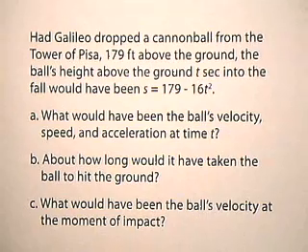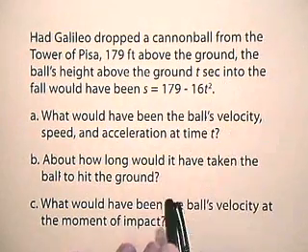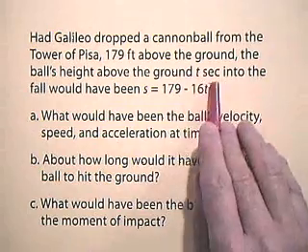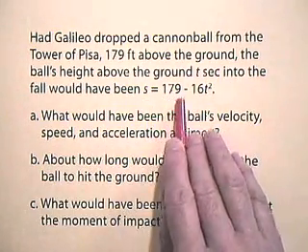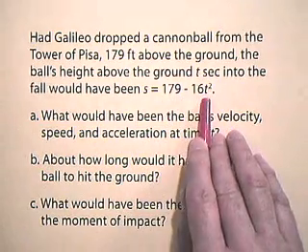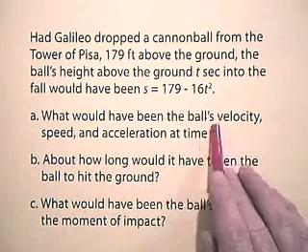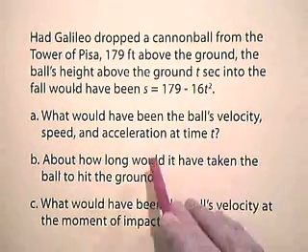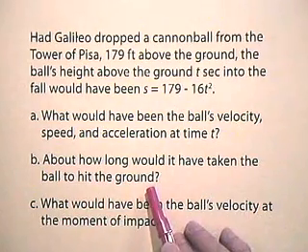Had Galileo dropped a cannonball from the Tower of Pisa 179 feet above the ground, the ball's height above the ground t seconds into the fall would have been s equals 179 minus 16 t squared in feet. What would have been the ball's velocity, speed, and acceleration at time t? About how long would it have taken the ball to hit the ground?